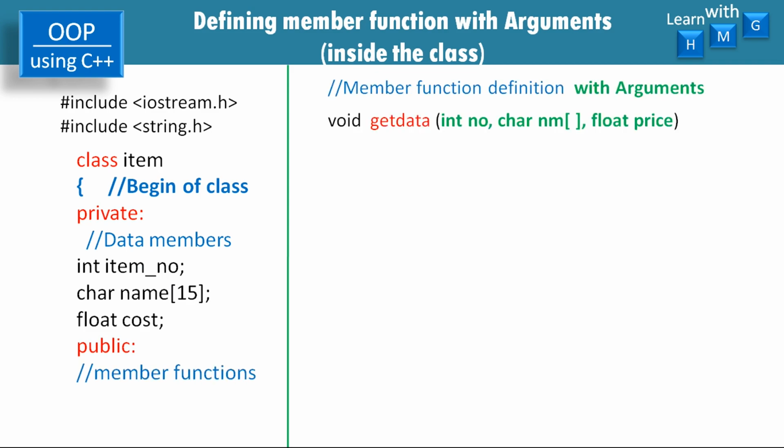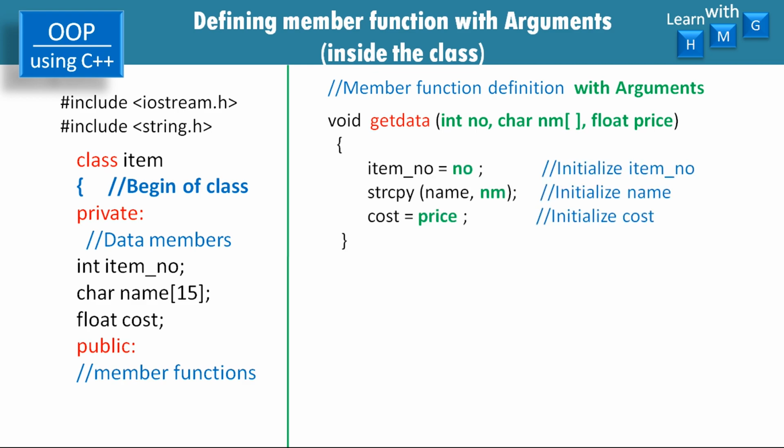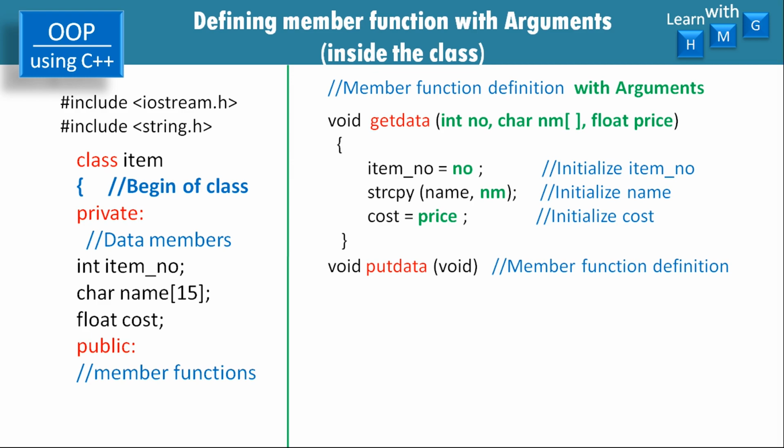Now directly I am writing here the getdata function with int no, nm, same getdata function, so no need to explain it again. And now I am going to write the second member function, putdata, within the class, so that my class definition will be completed. Now this putdata function is not accepting any argument, it will just display the values of all three data members.